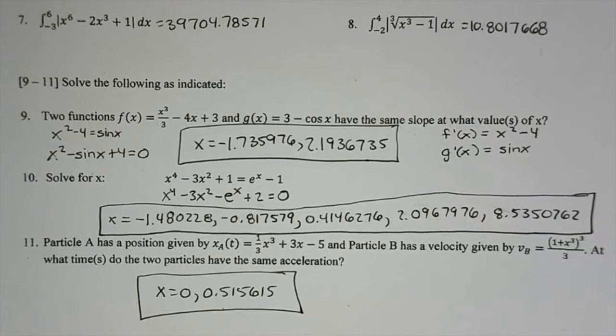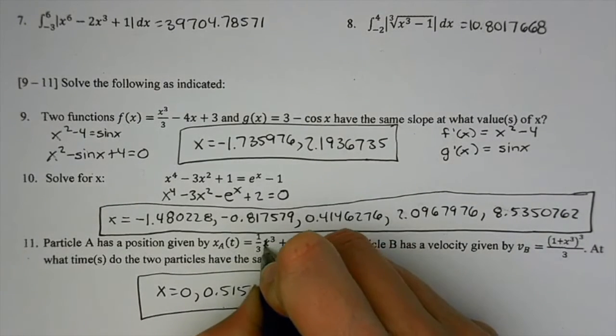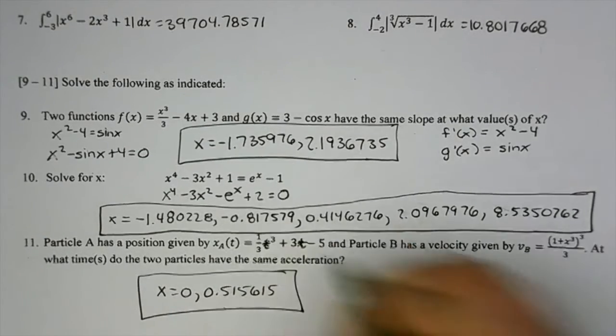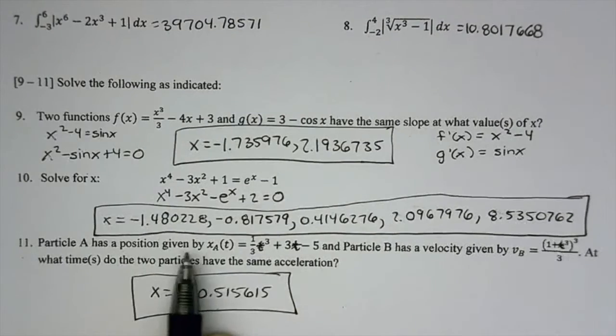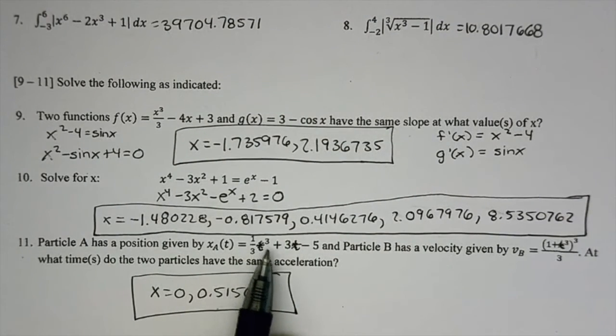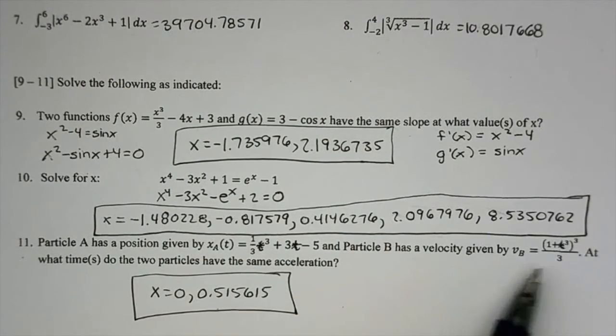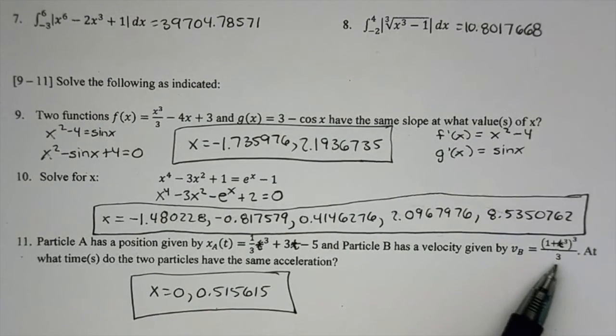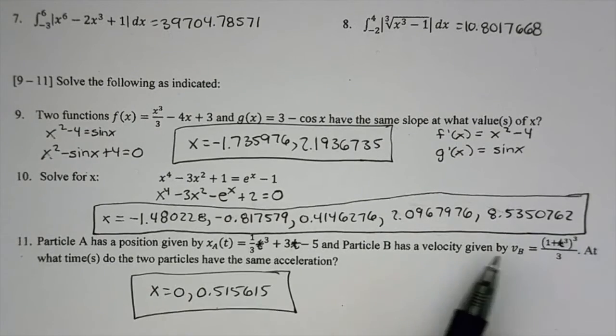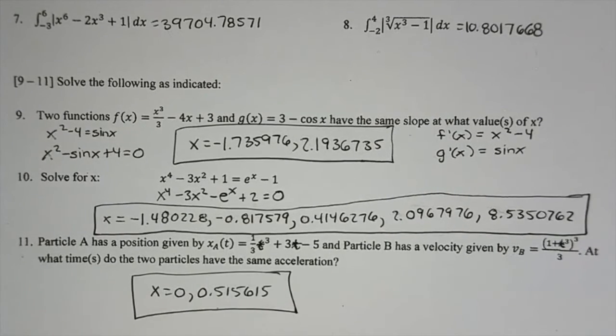Number 11 says particle A has a position given by this function. For the record, these should be t's. Same thing over here. Where we have this position function, 1/3 t cubed plus 3t minus 5, and velocity given by the quantity of 1 plus t cubed, raised to the third, all over 3. At what time do the two particles have the same acceleration?